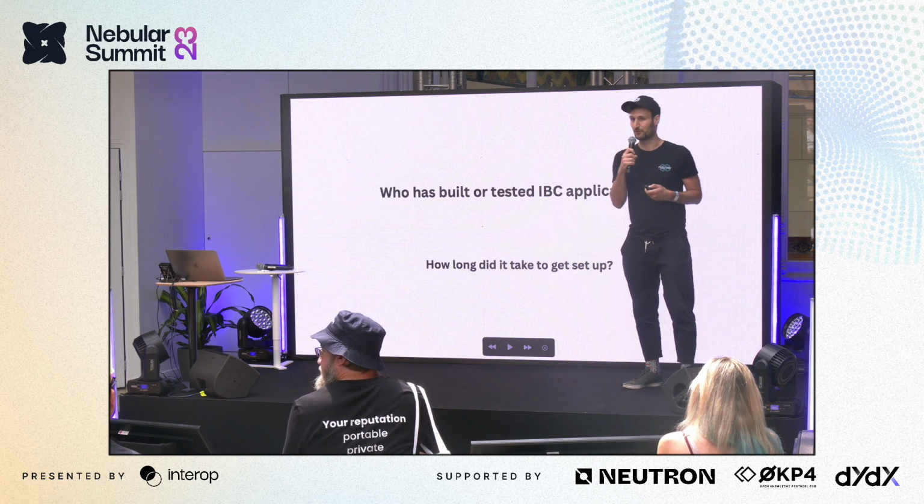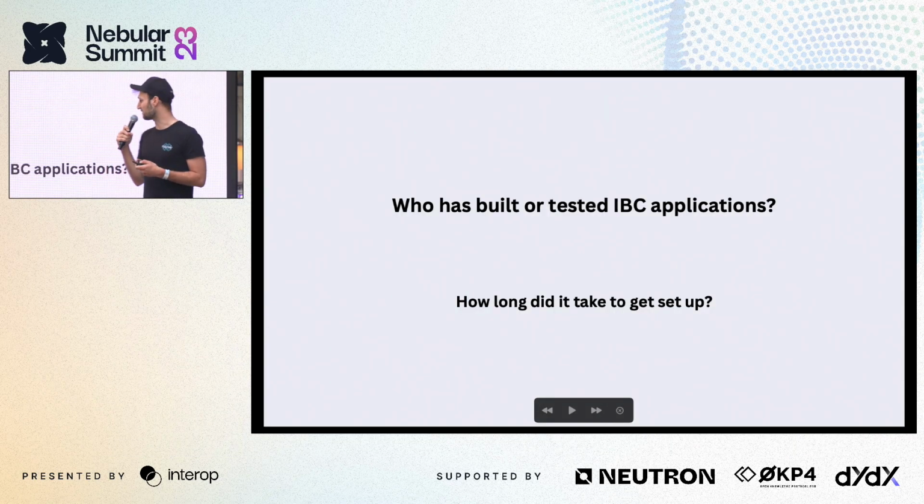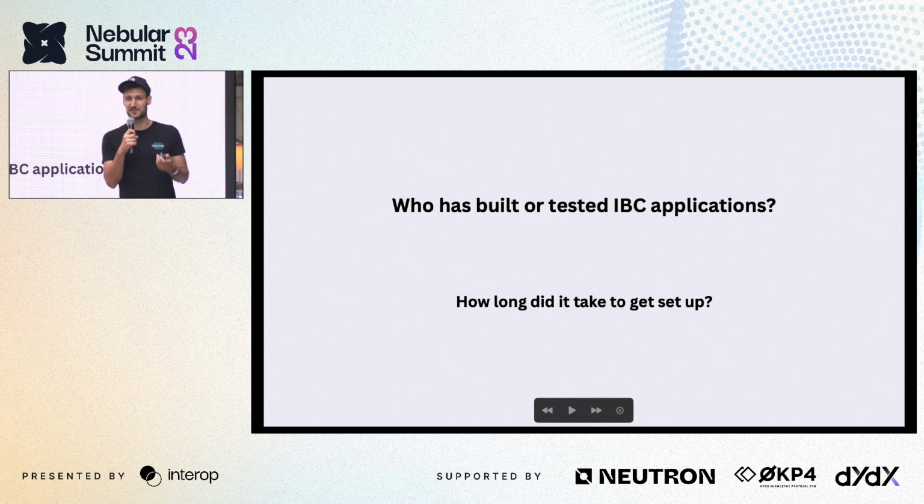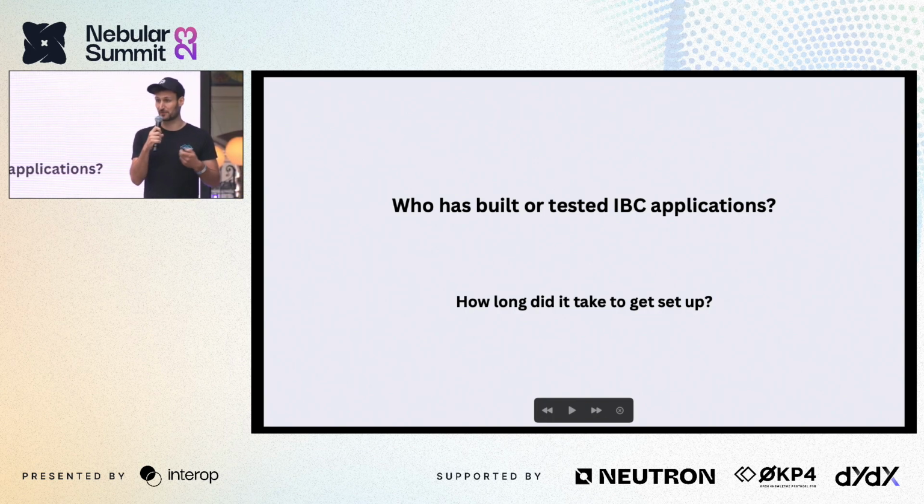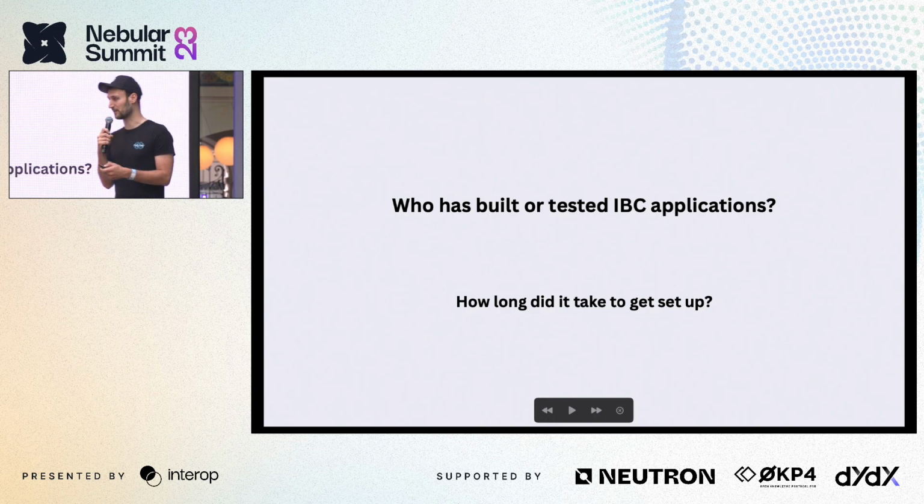And so, one question to start out with: who has ever built or tested IBC applications? That can be Go modules, that can be smart contracts that are IBC enabled. I think the people that have probably know that it's quite tricky to get set up. IBC means that you have a cross-chain application, so you have multiple chains, and you need a relayer in between.